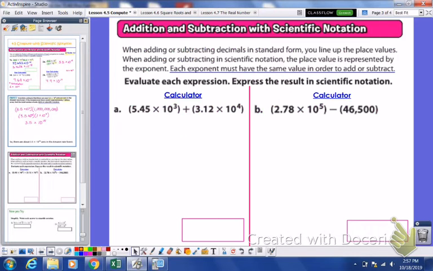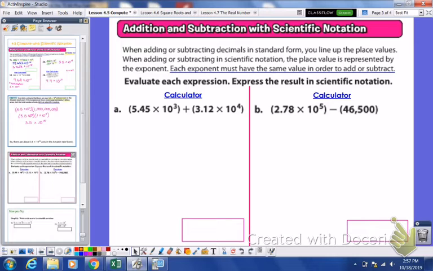So last up would be adding and subtracting. When adding or subtracting decimals in standard form, you line up the place values. When adding or subtracting in scientific notation, the place value is represented by the exponent. Each exponent must have the same value in order to add or subtract. So we want to evaluate each expression and express the result in scientific notation. So our first example, we have 5.45 times 10 to the third plus 3.12 times 10 to the fourth. Now, if you did not have a calculator that had scientific notation, you would need to convert them each to standard form, add them like normal, and then convert them back to scientific notation.